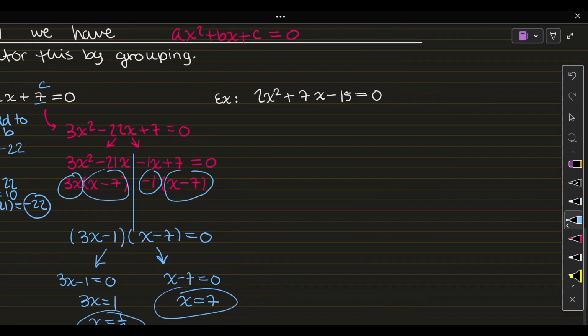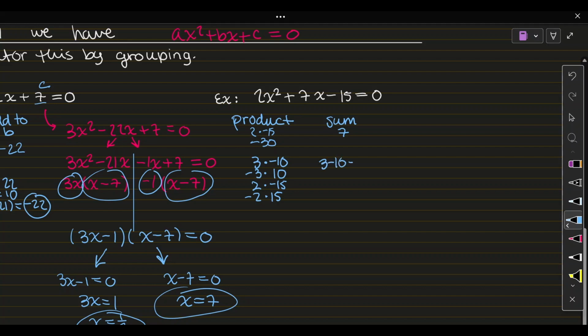So we want our product to be 2 times -15, and that is -30. And we want them to add to 7. So factors of -30. Let's think here. I got 3 and -10. I got -3 and 10. We just saw 2 times -15, -2 and 15, and I can keep listing. And then we'll compute their sum.